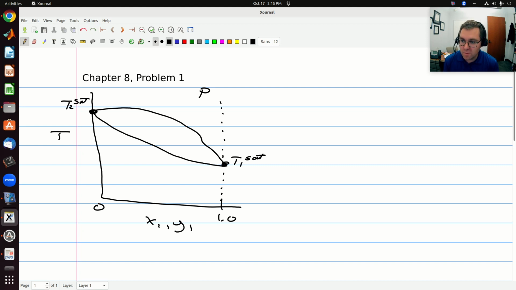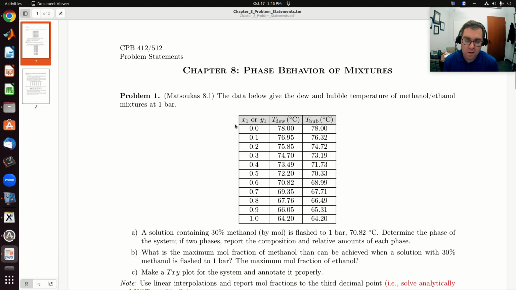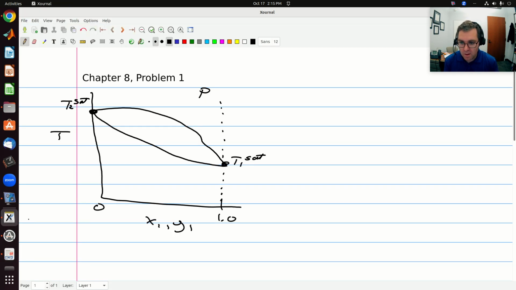So in terms of data that's given, we're given X1 or Y1 and then T dew and T bubs. What does this correspond to? How I can essentially picture this is I'm given data for a vertical line of constant composition.